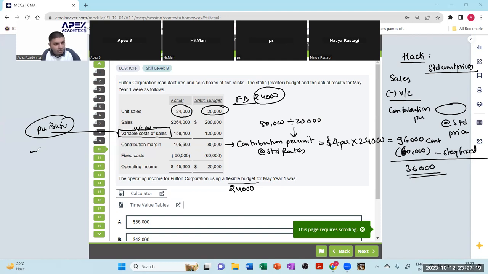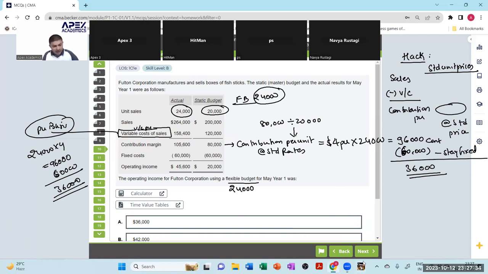I know that my contribution is 24 fours are 96,000. I know that fixed cost stays fixed. So 60 I will deduct, and I will immediately arrive on the answer 36,000 without even having to touch my calculator. Are you understanding the concept? I will arrive on the cost without even having to touch my calculator.